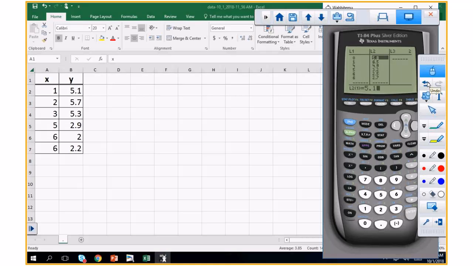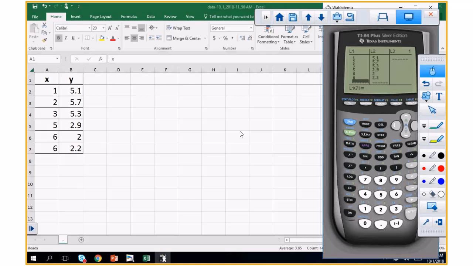5.1, 5.7, 5.3, 2.9, 2, and 2.2. And then we're going to go over to the X coordinates: 1, 2, 3, 5, 6, 6. Everybody with me? Now I've got them here and I've got them here. Make sure everybody gets to that point.